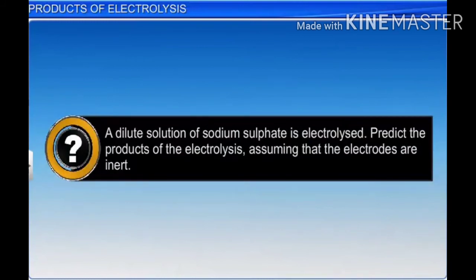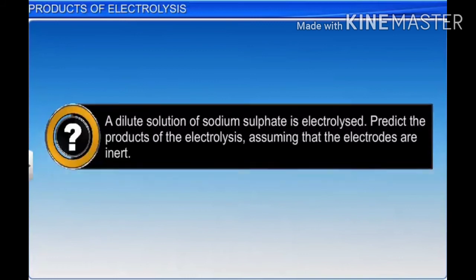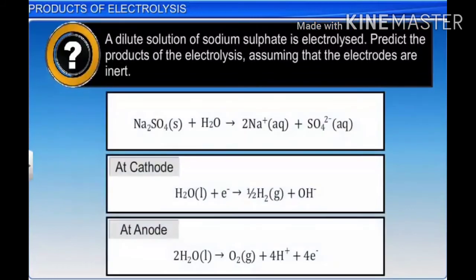A dilute solution of sodium sulfate is electrolyzed. Predict the products of the electrolysis, assuming that the electrodes are inert. We use the same basic strategy as the previous problem.